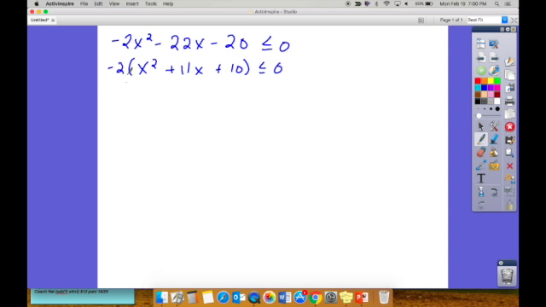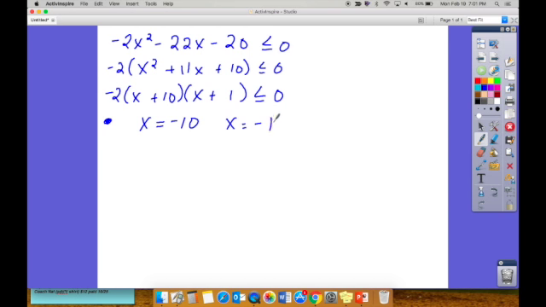Let me say that again. If you do divide through by the negative 2 and get rid of it, you need to flip this to be greater than or equal to. So I'm just going to keep it. Then I'm going to factor my parentheses here. And then I'm going to solve for my zeros. Negative 2 is not a zero because negative 2 equals 0 doesn't make any sense. So my zeros are really just negative 10 and negative 1.